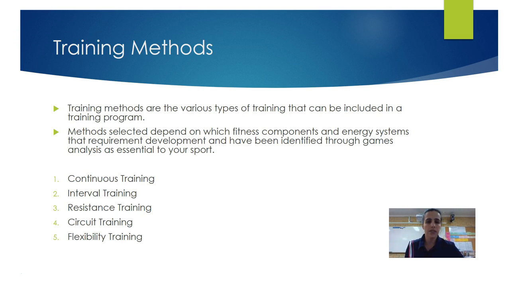So training methods are the various types of training that can be included within a training program. We just don't go out there and train. We train with specific purpose, and to do this we incorporate methods into our training that are tailored towards the fitness components needed, energy system requirements of a sport or a specific position. So there are 5 types of training methods: continuous, interval, resistance, circuit, and flexibility, and we'll go through each one.